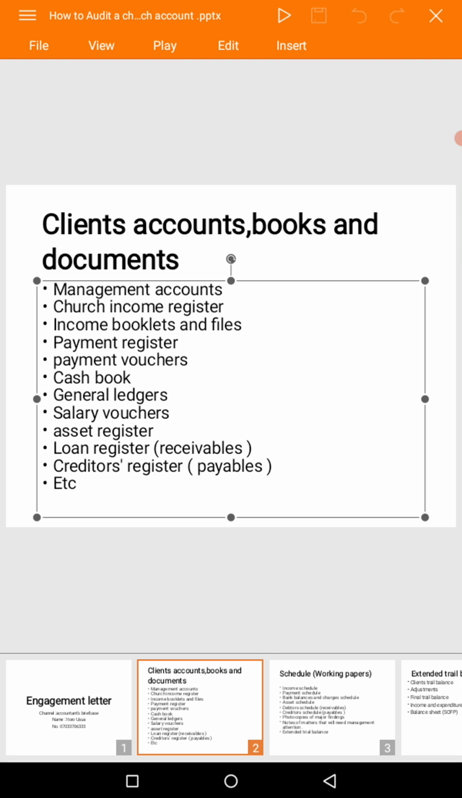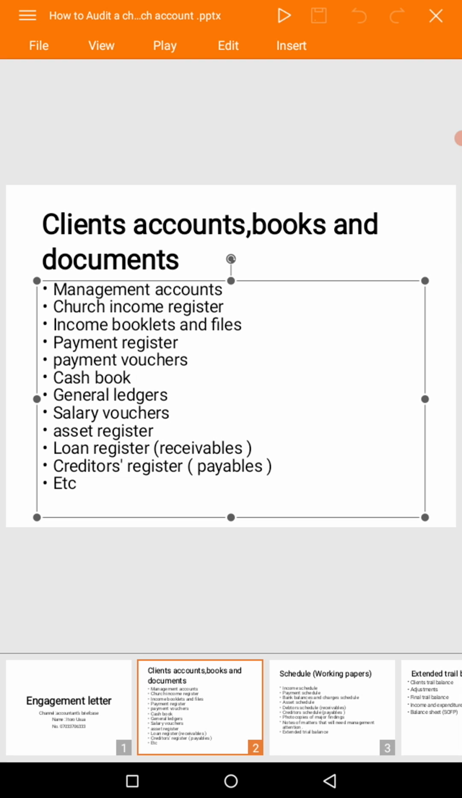Another thing is the payment register. It's the same thing: you register all the payments during the period of review. Register things like your electricity and lighting, your generator repairs, and every other kind of church activity.